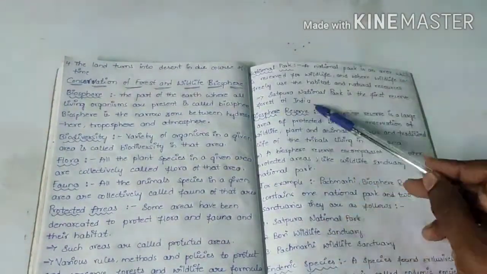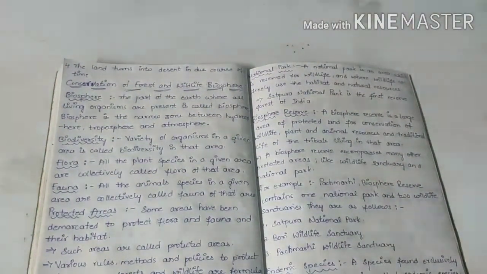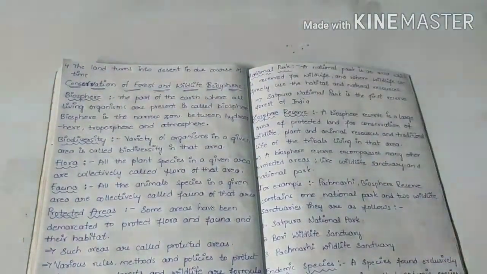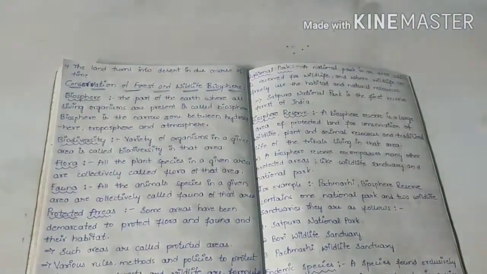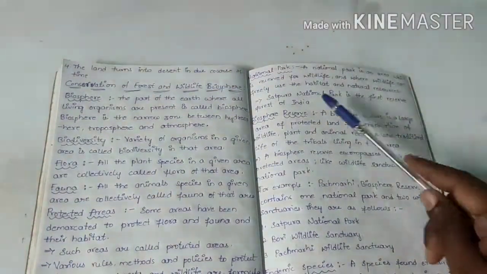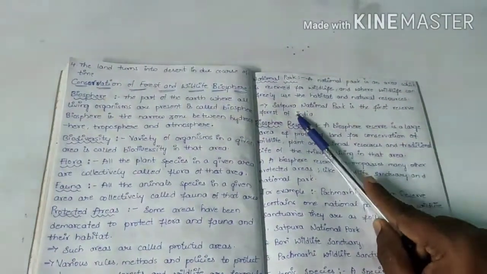Here, sanctuary and national park: if you see, in a sanctuary wildlife and their habitat are also protected, but coming to a national park, only wildlife is protected and it can live freely. That means it can use its habitat and natural resources freely. The first national park in India is Satpura National Park.